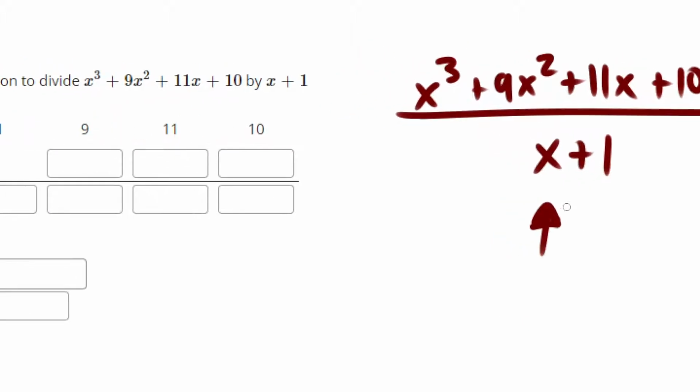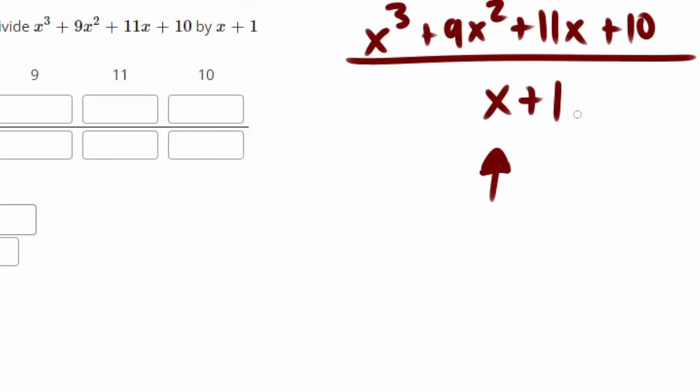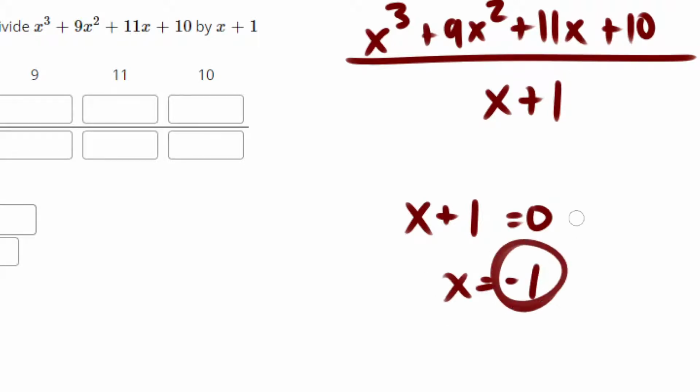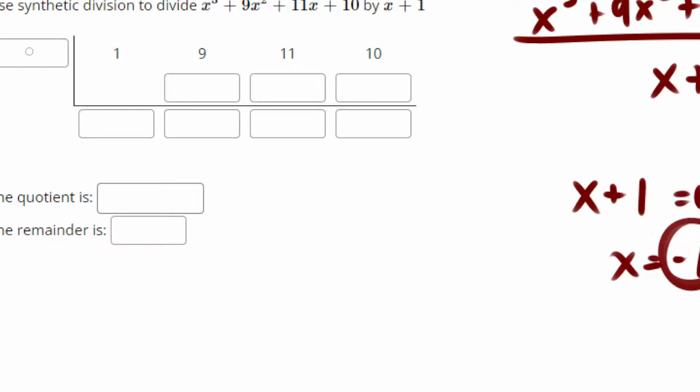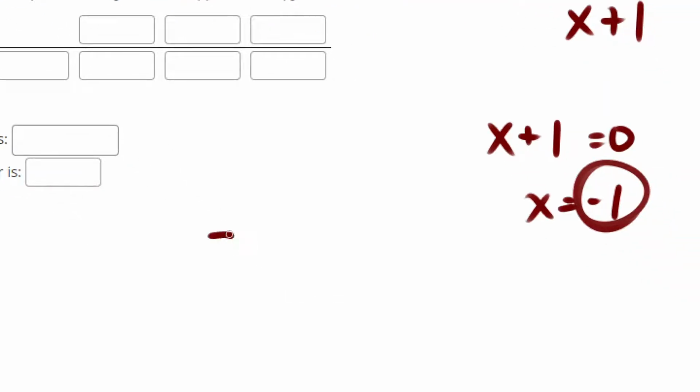And with that out of the way, another thing to note when you're doing synthetic division: we want this to be 1x to begin with, but we also want to flip the sign basically. We want to set this whole thing to 0, this bottom to 0. So you'll do x plus 1 equals 0, and then you'll do x equals negative 1. And this negative 1 is going to be in your little box right here. The way I write it is negative 1, and then I do a little corner like that.